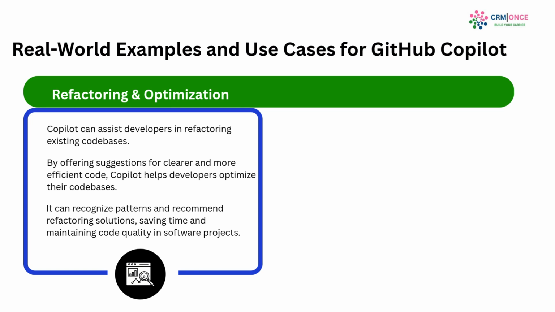Now let's talk about refactoring and optimization. GitHub Copilot can help developers clean up existing codebases. It can suggest more efficient, readable code and even identify patterns that might need improvement. This saves time, improves performance, and helps maintain high-quality, maintainable code across your projects.